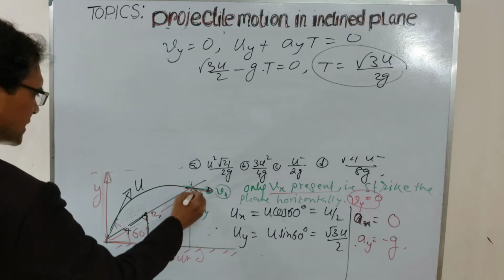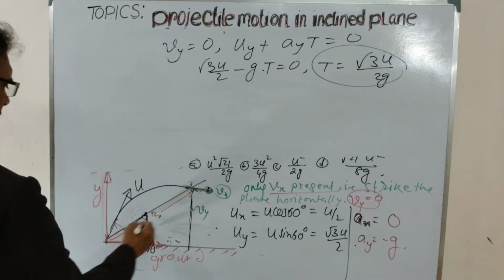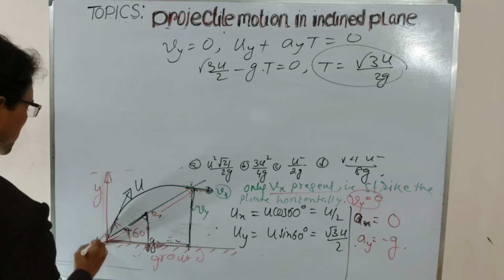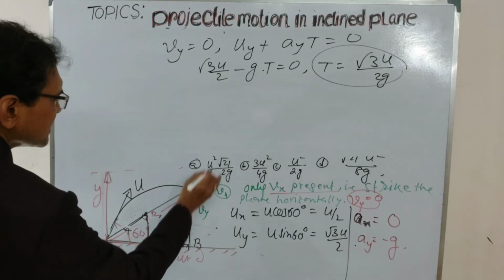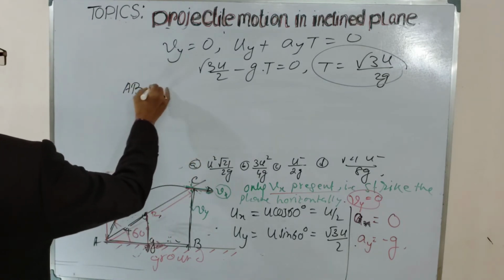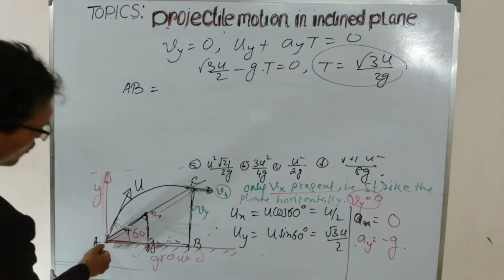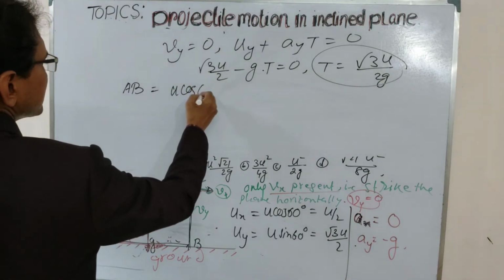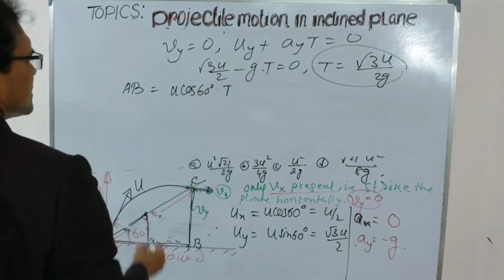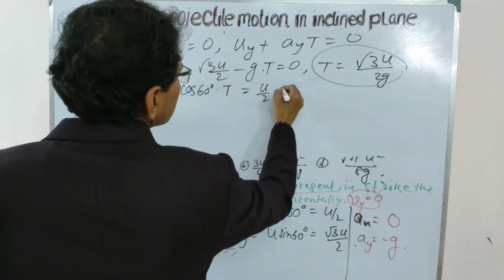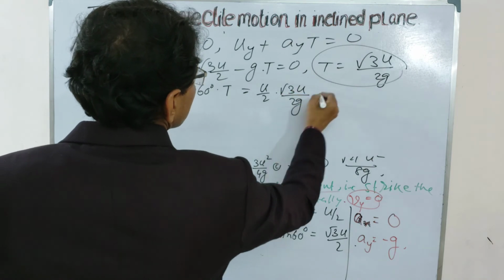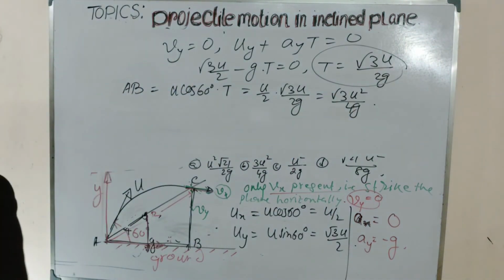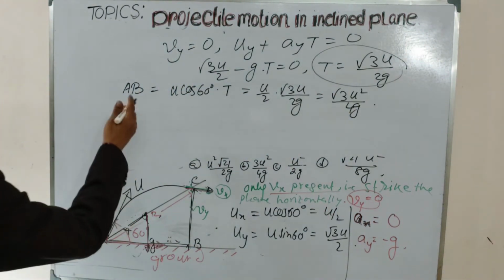Now we have to find the range. To find the range, we calculate this distance and this distance. Suppose this is A, B, and this is C. We can easily calculate AB, because we know the velocity along this direction, which is u cos 60 degrees into t, that is u by 2 into t. This is AB.